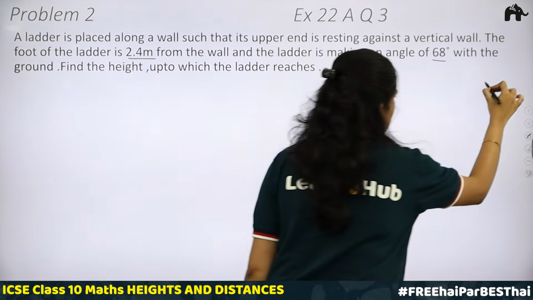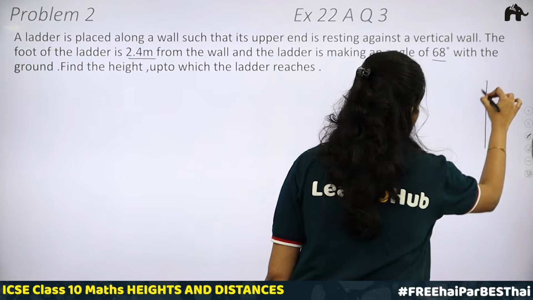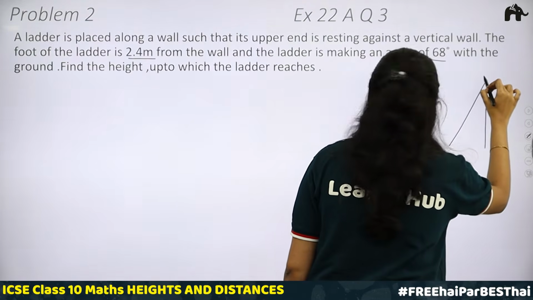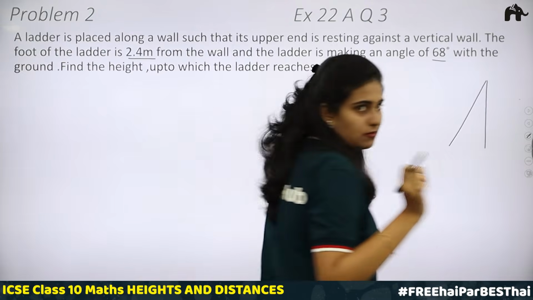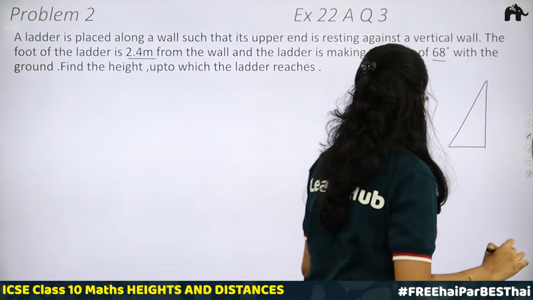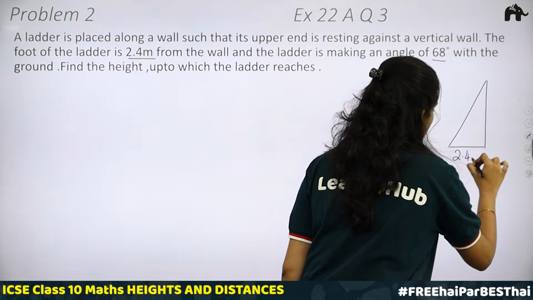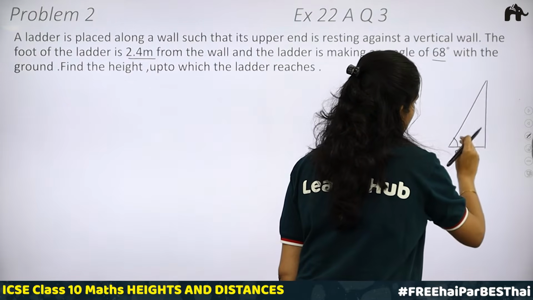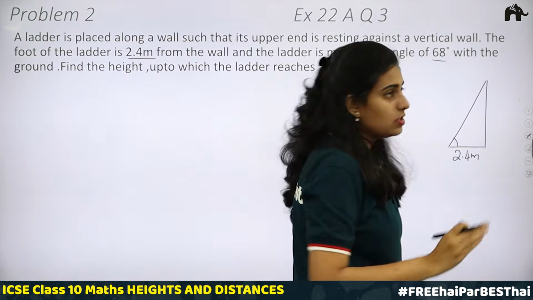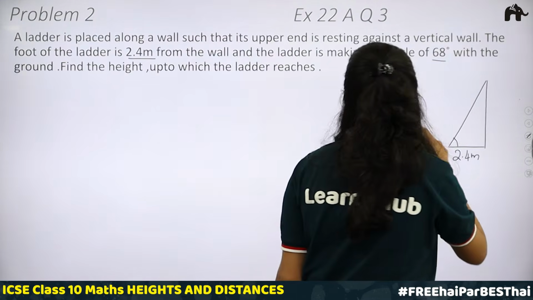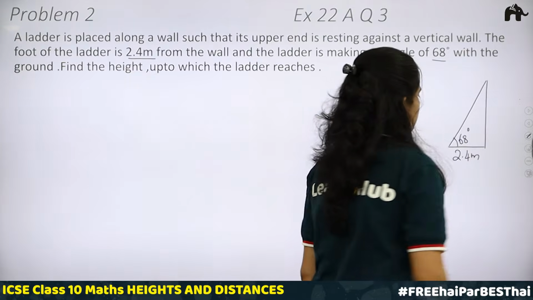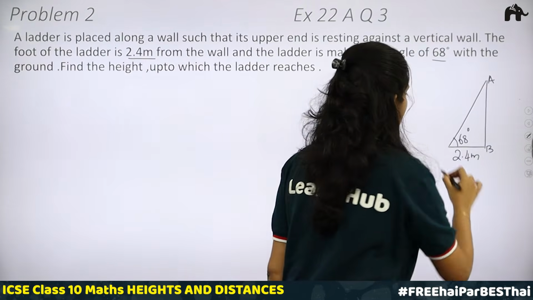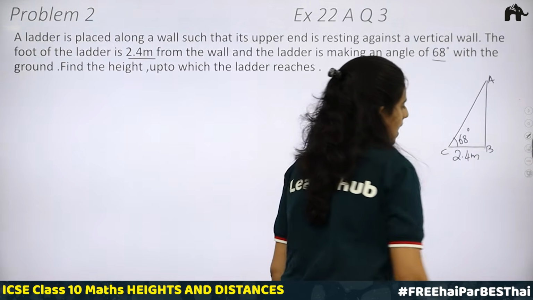Here, this is your vertical wall, and the ladder is placed in such a way that the ladder's upper end is resting on the wall, and the base is at a distance of 2.4 meter from the wall. Here, the angle of elevation, that is this angle the ladder makes with the ground, is equal to 68 degree. Let us take this height as AB. And C is the point where the base of the ladder comes.